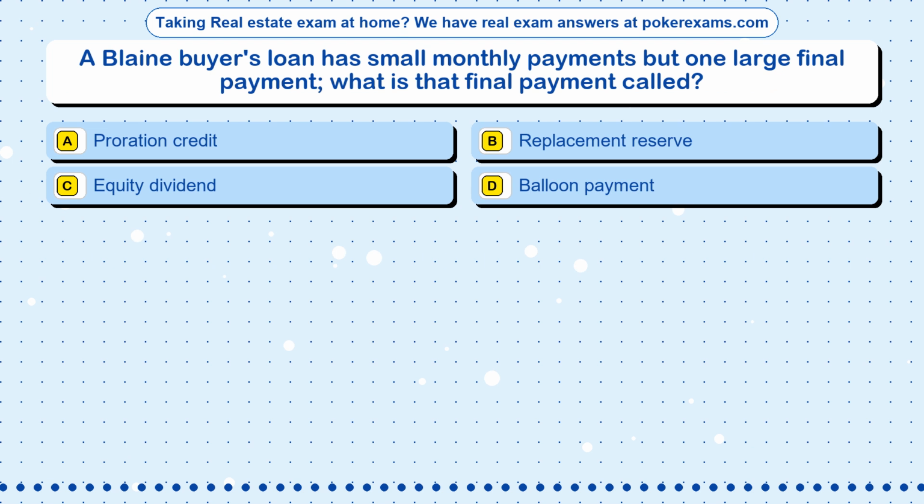Question 96. A Blaine buyer's loan has small monthly payments but one large final payment. What is that final payment called? Option A, proration credit. Option B, replacement reserve. Option C, equity dividend. Option D, a balloon payment.